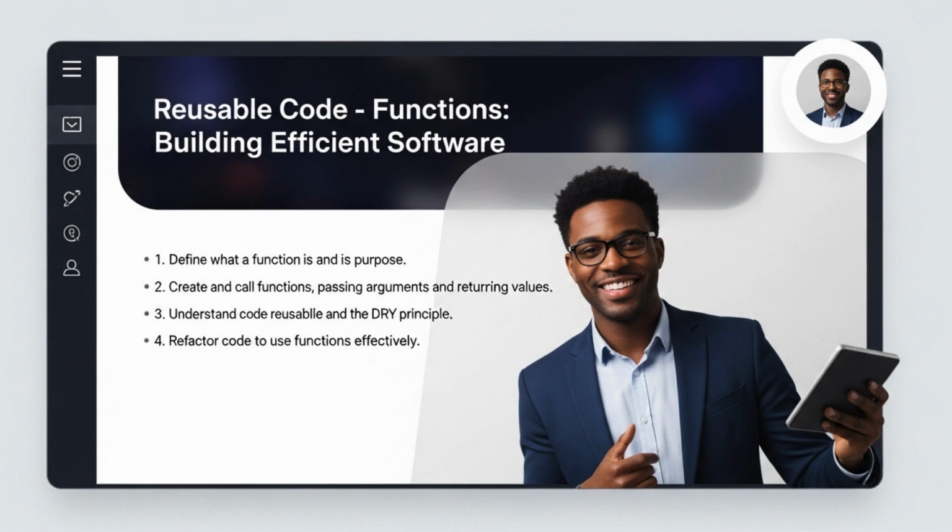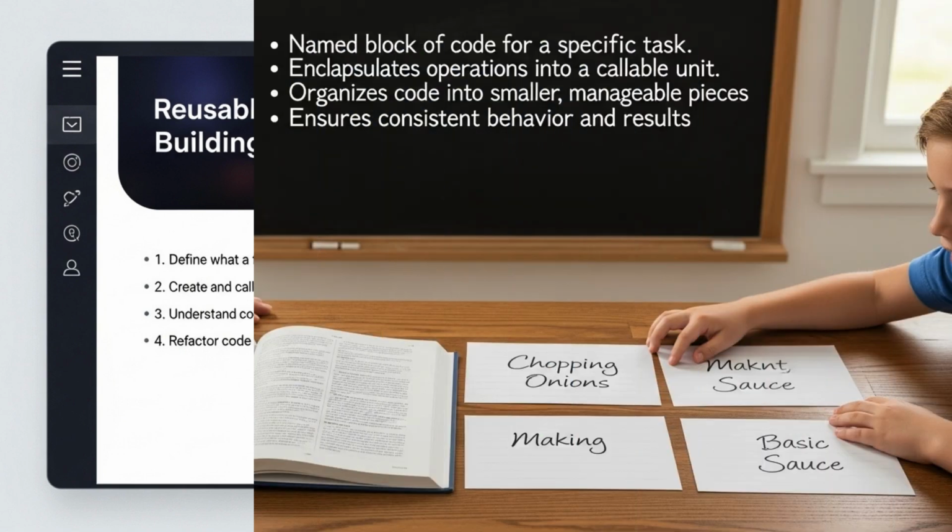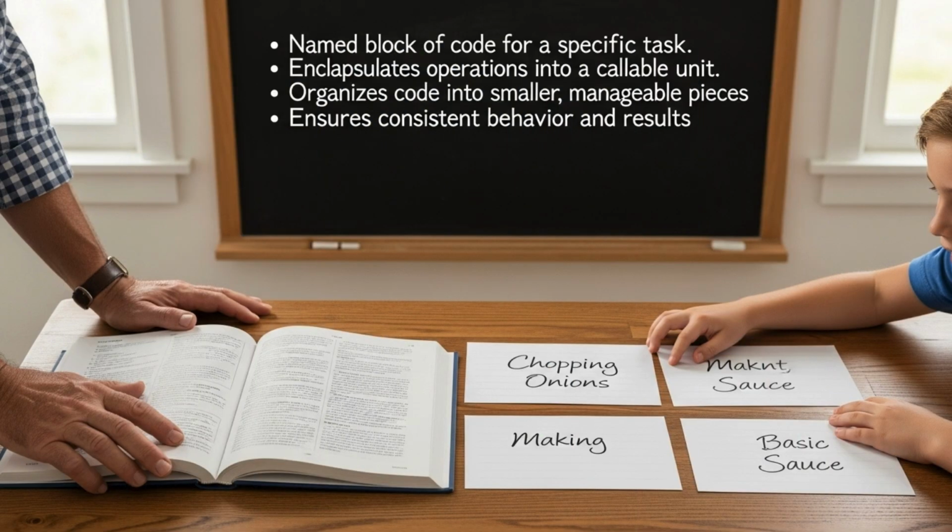Think of functions as sub-recipes in a larger cookbook. When you're making a complex meal, like a multi-course dinner, you don't write out the instructions for chopping onions or making a basic sauce every single time they're needed in different dishes. Instead, you have a separate, clearly defined sub-recipe for each of those common tasks. In programming, a function is exactly that, a named block of code designed to perform a specific, well-defined task.